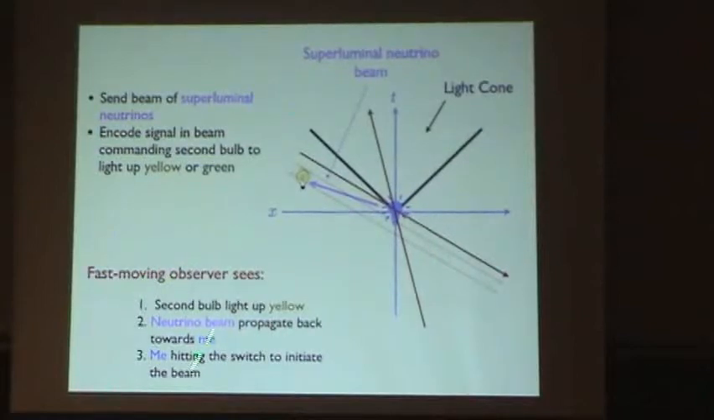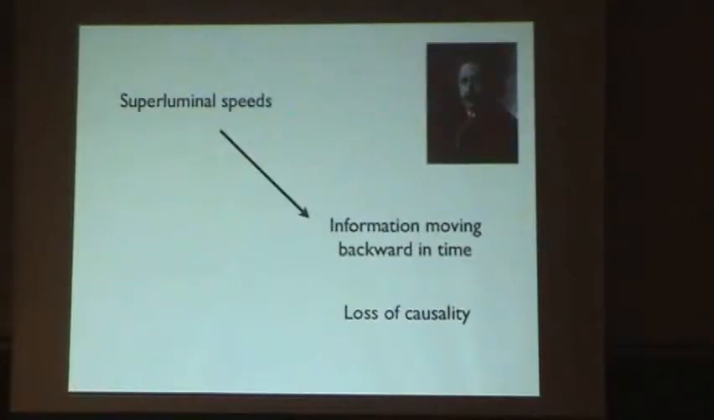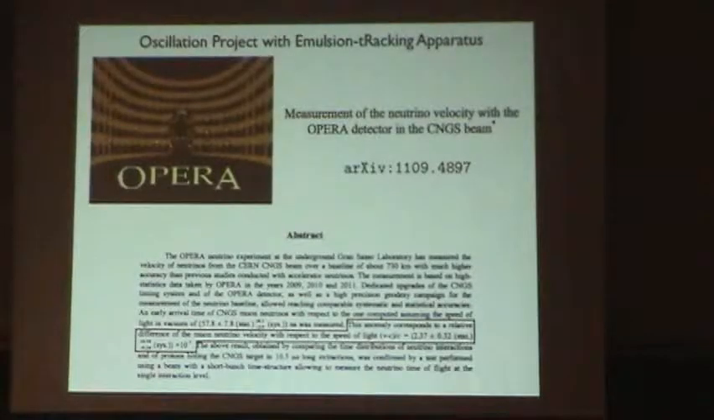So, a fast moving observer sees this, and all this, and the takeaway point from this is that superluminal speeds can lead to information moving backward in time, and a loss of causality. So, naturally, everybody went crazy when this happened. The OPERA experiment last September came out with this paper, this preprint number, and I've highlighted the important part. This anomaly corresponds to a relative difference of the muon neutrino velocity with respect to the speed of light, this.